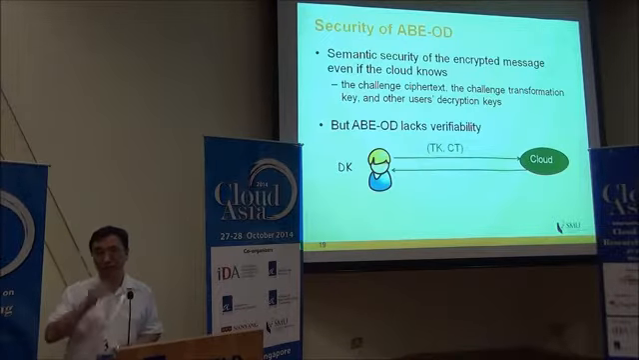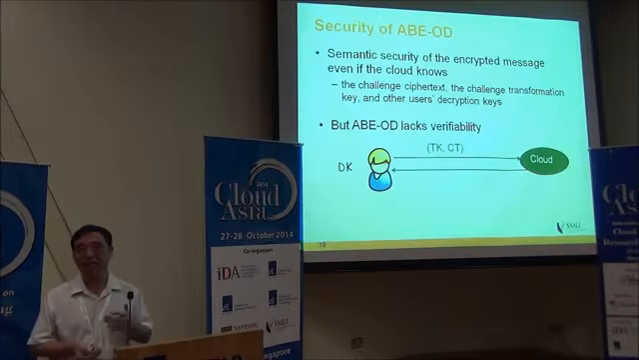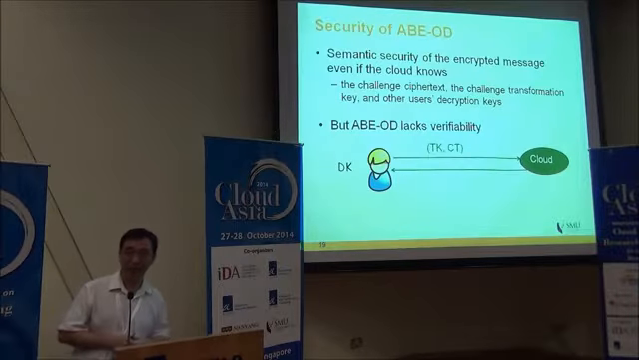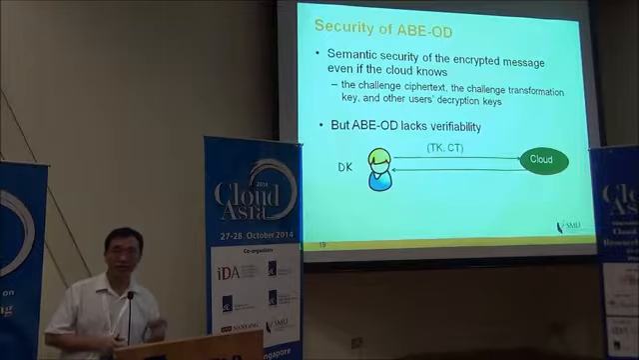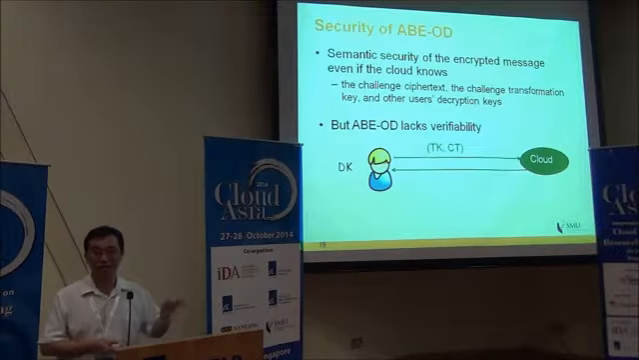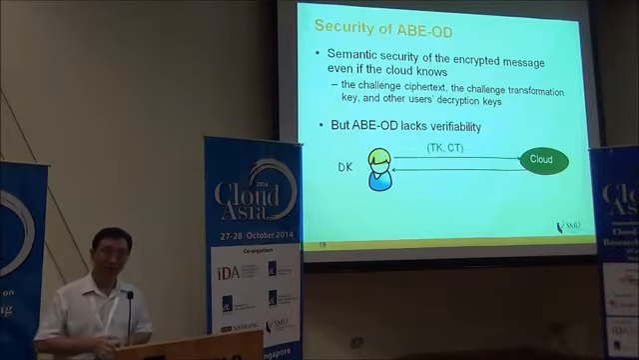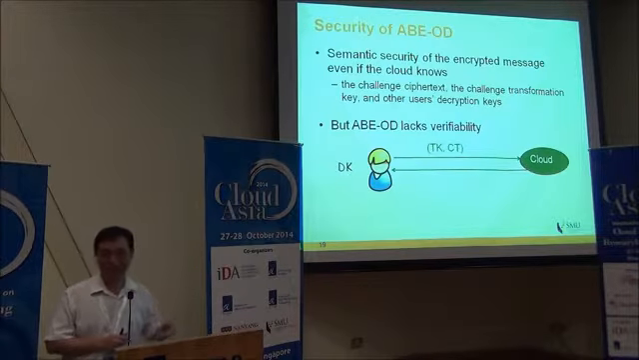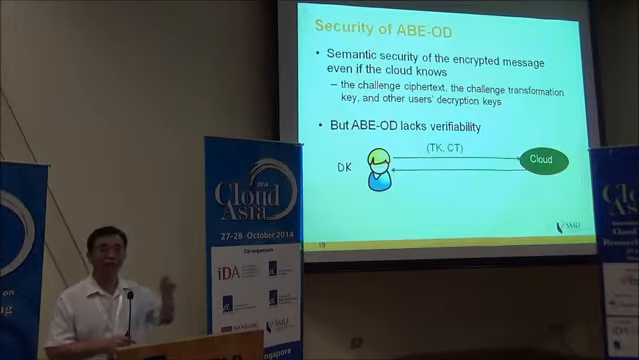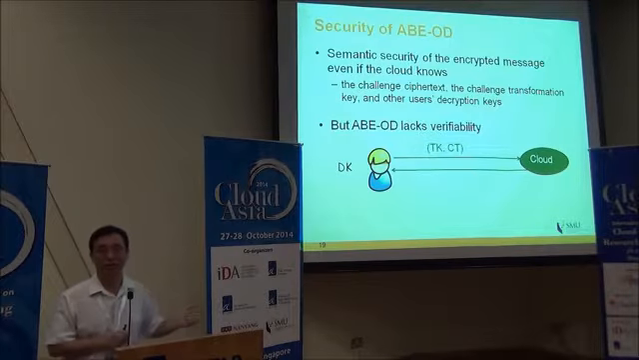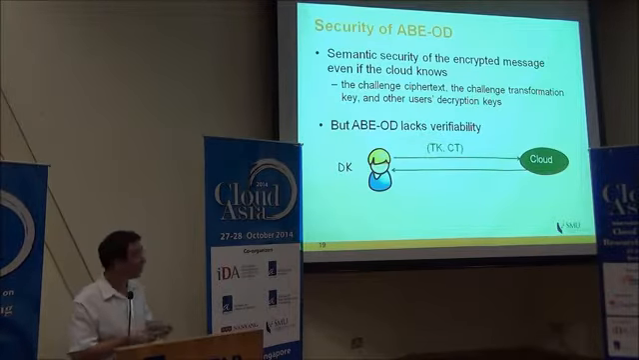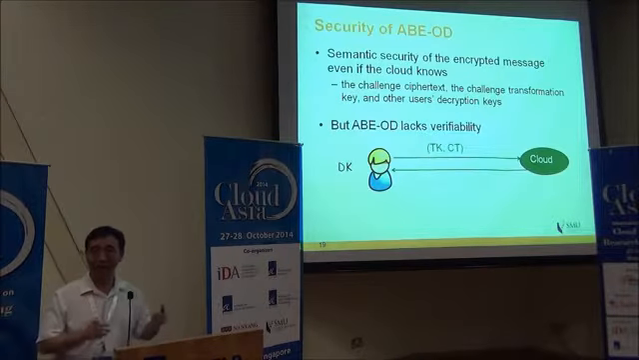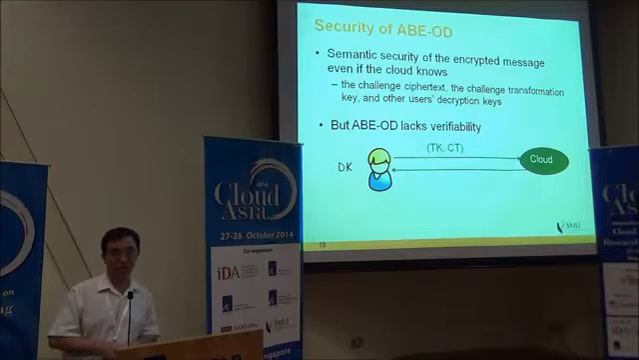But that solution has a limitation. The limitation is that maybe the cloud can cheat. I ask the cloud to decrypt ciphertext A, but the cloud really decrypts ciphertext B for me. Maybe a ciphertext he decrypted before, he just replays that ciphertext. So there is no guarantee the cloud performs the correct operation.